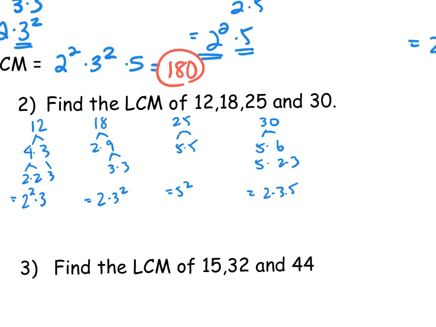So if I look at all of my different prime numbers, I have 2s, 3s, and 5s, and I want to take the highest exponent. So I've got a 2 squared. For my 3s, my highest is a 3 squared, and for my 5s, my highest is a 5 squared. So my LCM, my lowest common multiple, is 2 squared times 3 squared times 5 squared, which is 900. That should be a times sign.